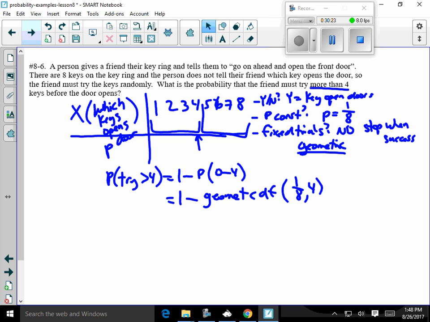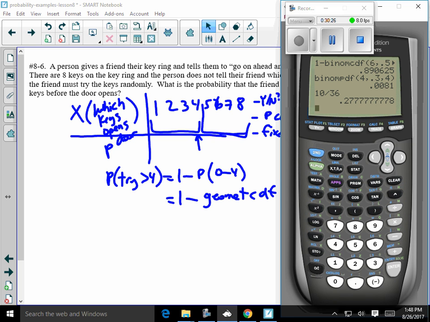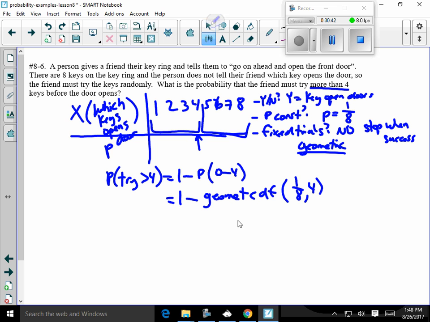Now, where is that in the calculator? Geometric CDF is in the same spot as binomial, second variables. I'm going to scroll from the bottom. It's actually at the bottom of the list here, geometcdf. And you would enter the probability 1 out of 8, and then this would be 4. So the probability there is 0.4138. So this is 1 minus 0.4138, which turns out to be 0.5862. So there's about a 59% chance that the person is going to have to try more than 4 keys before they find the one that opens your door.